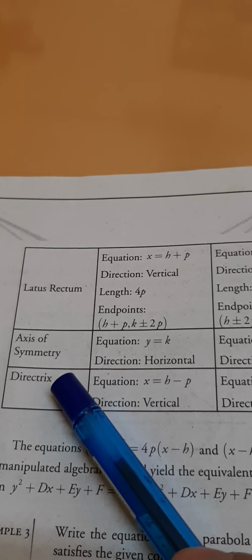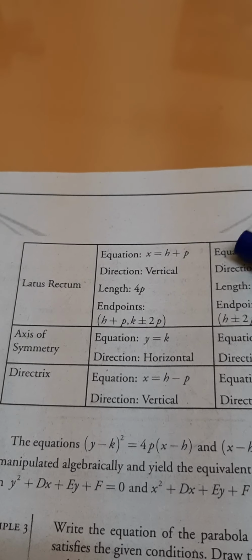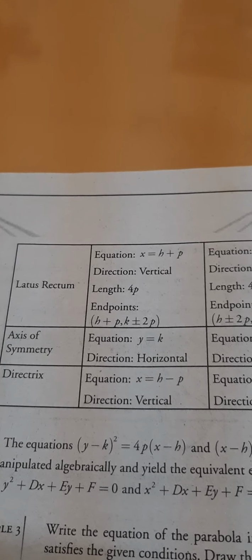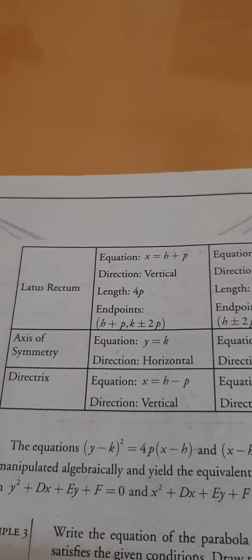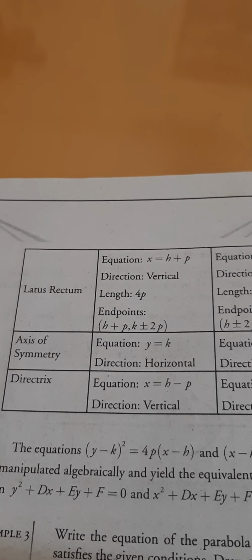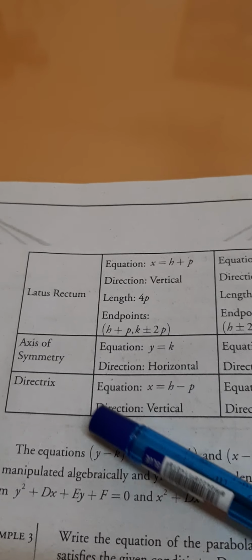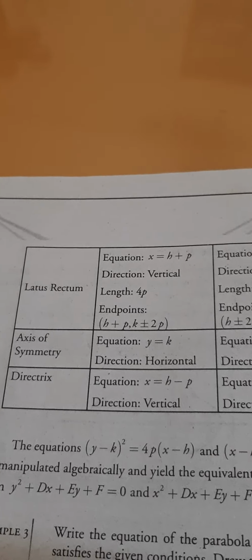And for the axis of symmetry, we have the equation y = k. Direction, it is horizontal. Next, the directrix: we have x = h - p. This is the equation for the directrix, and the direction is vertical.